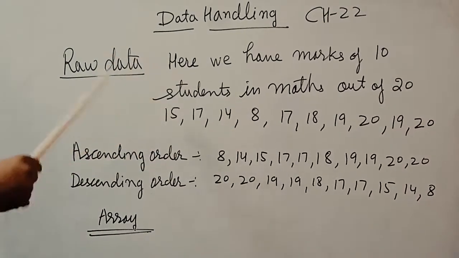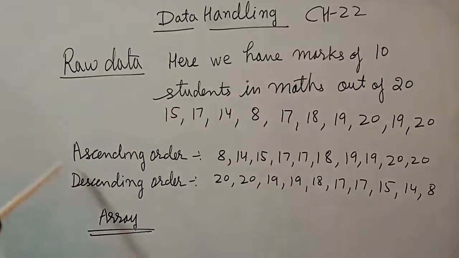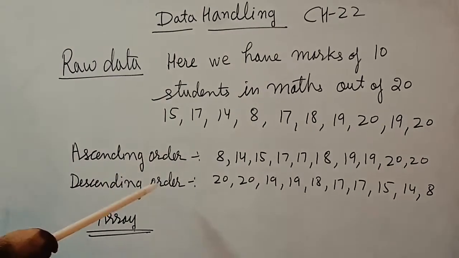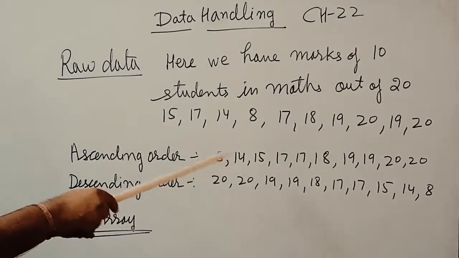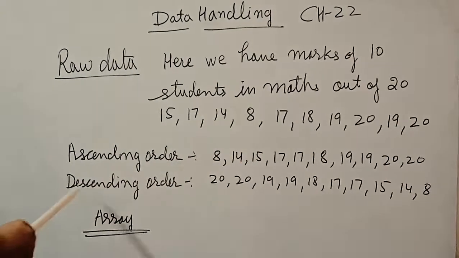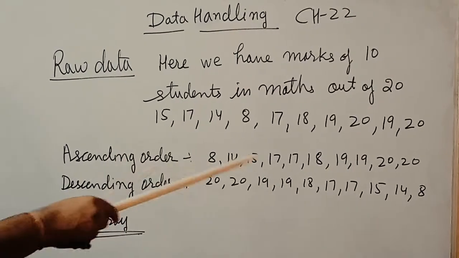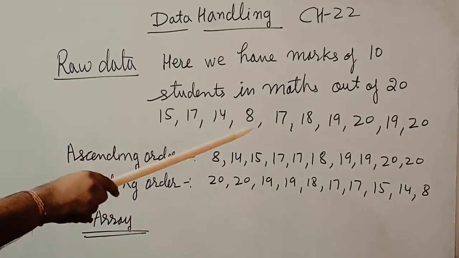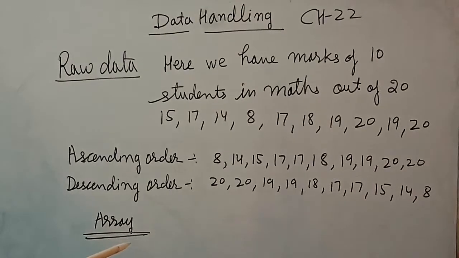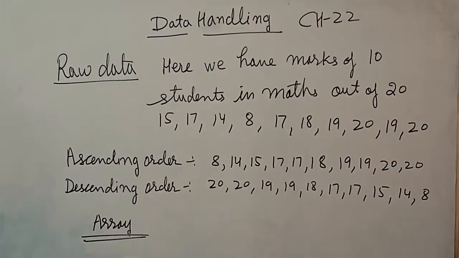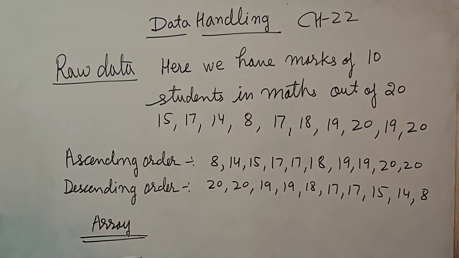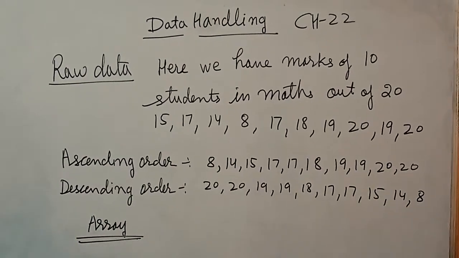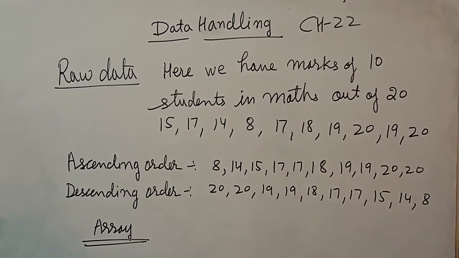Now we are arranging this. How can I arrange? In ascending order or descending order, like that: 8, 14, writing in ascending or descending order. When we write this data in that manner, it is known as array data or array form. So in that manner we will do the sums of the exercise.